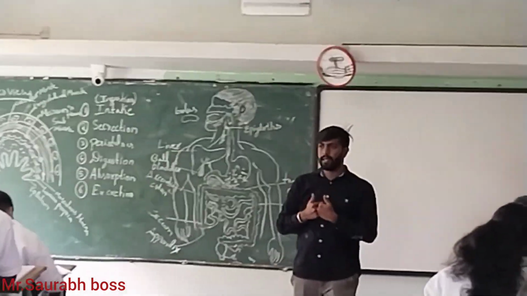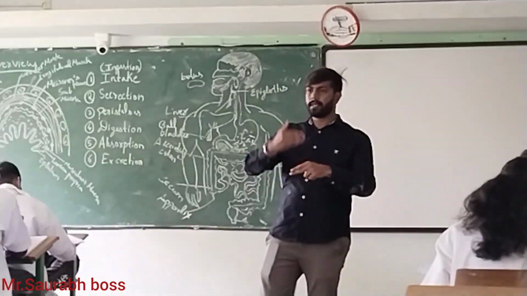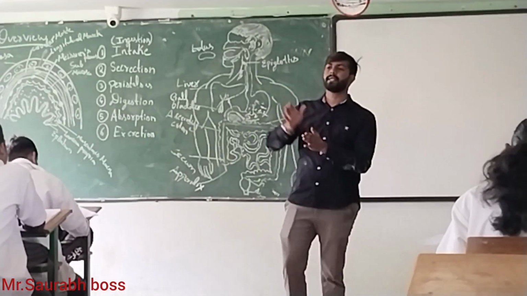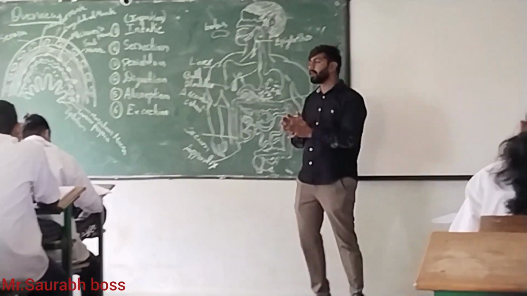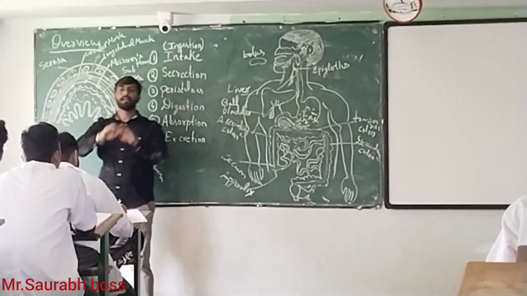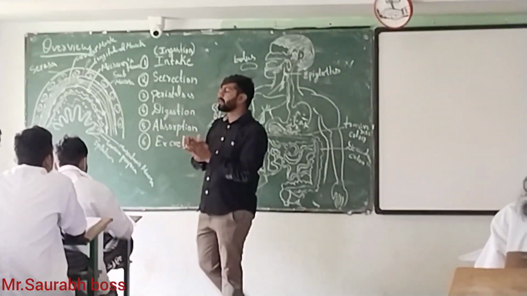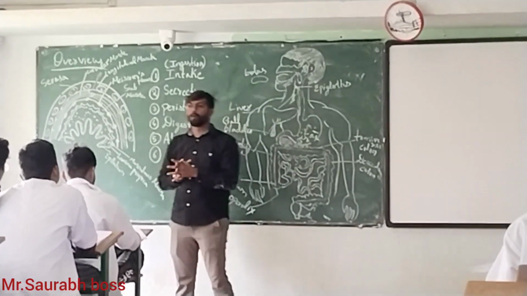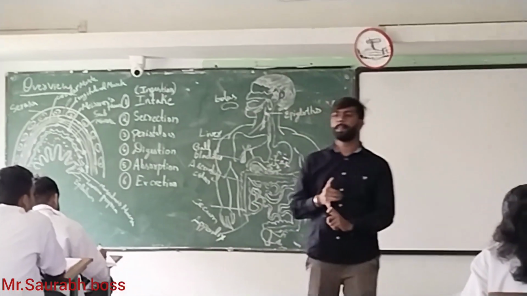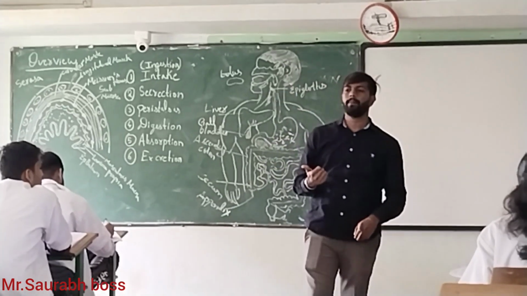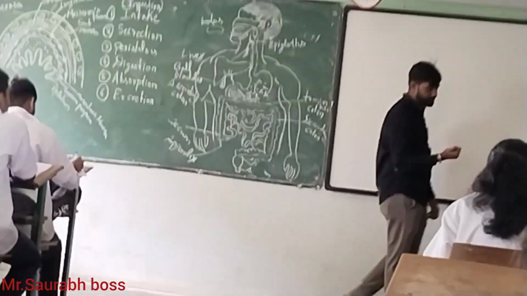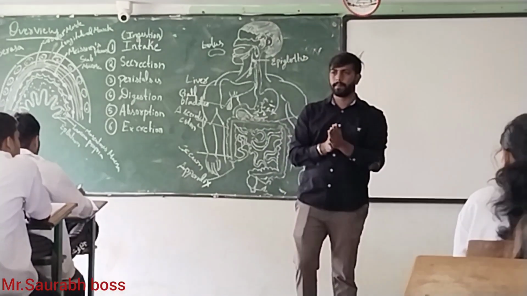Mucosa is the inner layer. Submucosa is the next layer. Muscularis is the next layer. Then the outside layer is the serosa. So serosa, or visceral peritoneum, is the outer layer. Okay. So mucosa is nothing but it acts as an epithelium. You know epithelium? Why do we need epithelium? Epithelium tissue acts as a protection.